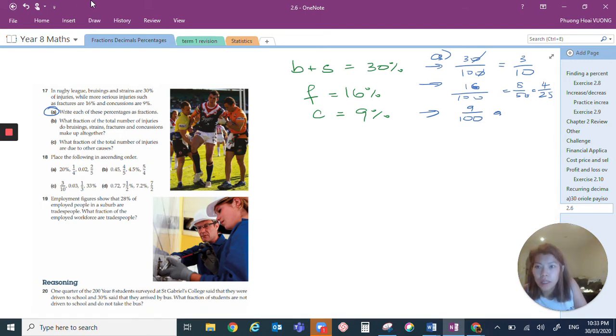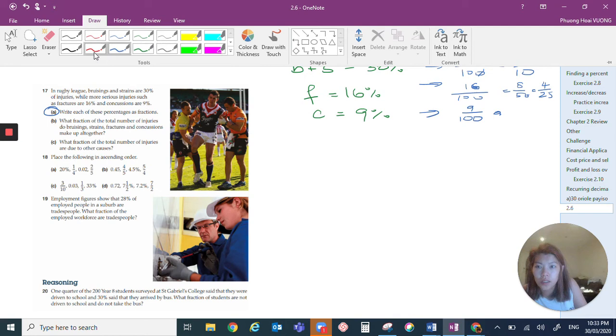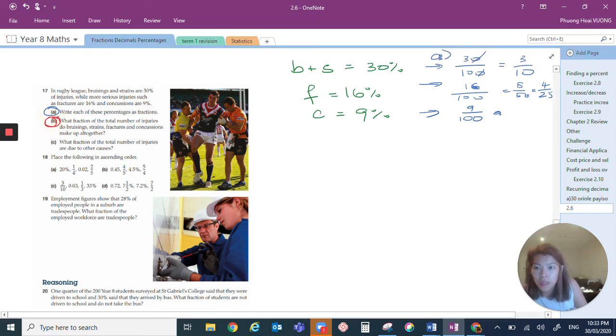Question B. Let's do it in different colors so you know where we're up to. What fraction of the total number of injuries do they represent? So this plus this plus this, and it's asking for a fraction. We already have fractions here with the common denominator, so there's no point using this one because it's ugly, they're all different. So we're going to use this 30 plus 16 plus 9 as a fraction.